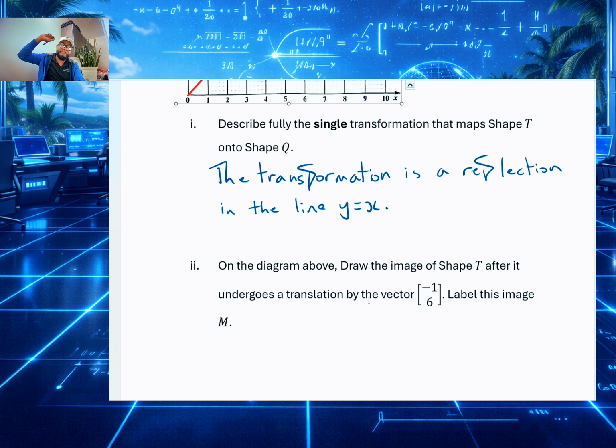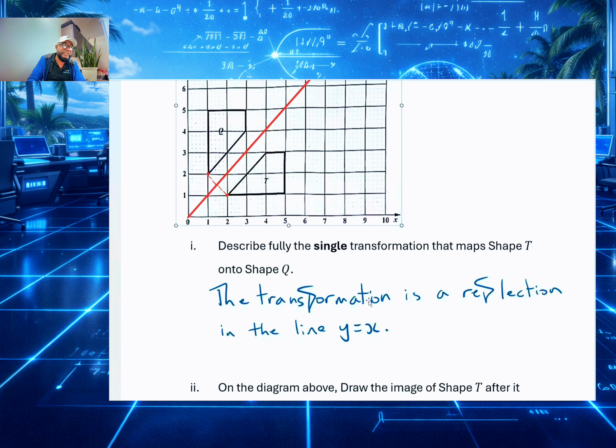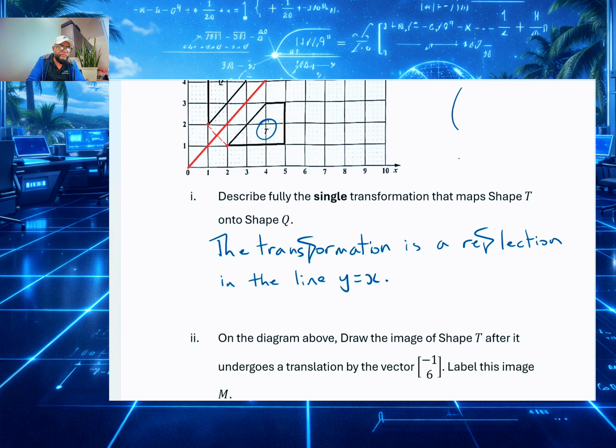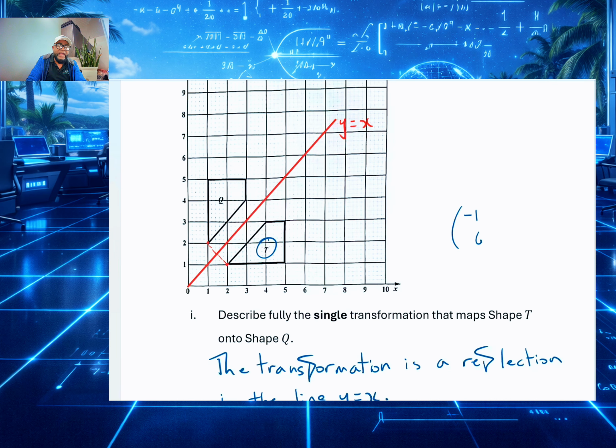Above, draw the image of shape T after it undergoes a translation by vector (-1, 6). Label that image M. So which one is the one we're translating? We're translating the object, which is T, right? So I'm going to write the vector here. It's -1 and 6. I told you all, if it's negative, what does it mean? It means you move to the left or to the right? Left. So you move 1 to the left, and if it's positive 6, are we going up or down? Up. 1 to the left, 6 up.